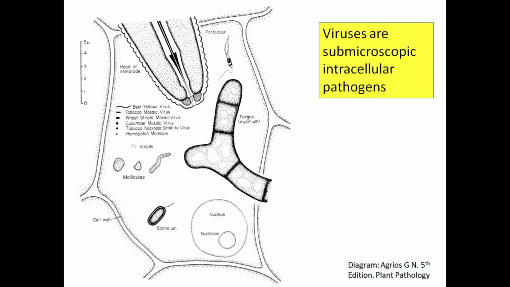Now compare these virus sizes with the hemoglobin molecule. Hemoglobin molecule is here. Hemoglobin is the protein molecule present in the blood that makes our blood red. So this is the size comparison of all the pathogens. So viruses are submicroscopic, they can be seen only under electron microscope. So this is the point I wanted to emphasize.